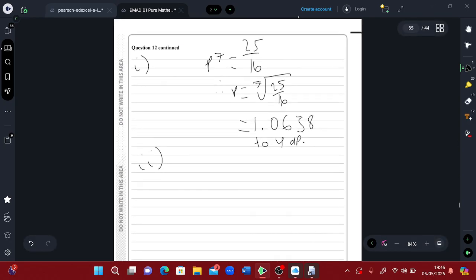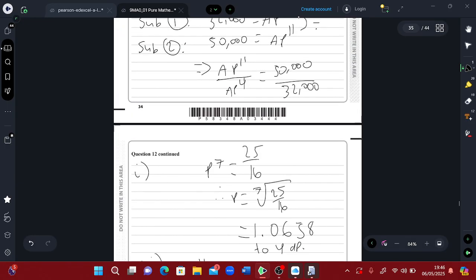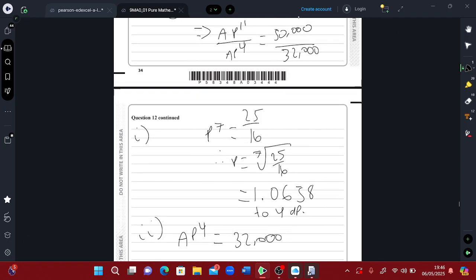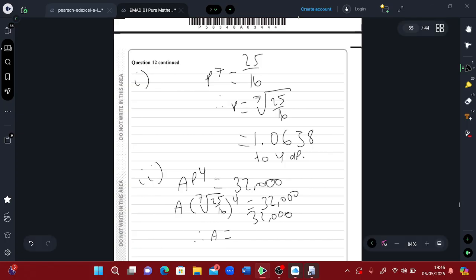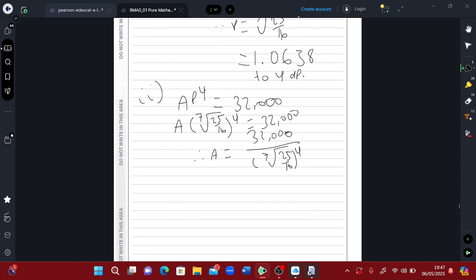So we know that A P to the 4 is, what was it, 32,000? Just to double check. Yes. So then A, the 7th root of this to the 4 is that. Therefore, A is going to be 32,000 over the seventh root of 25 over 16 to the 4, which gets you the number.